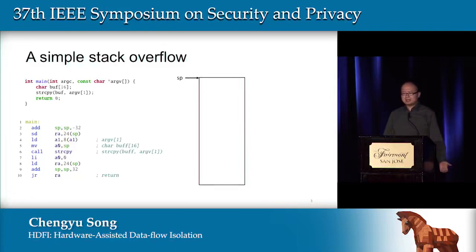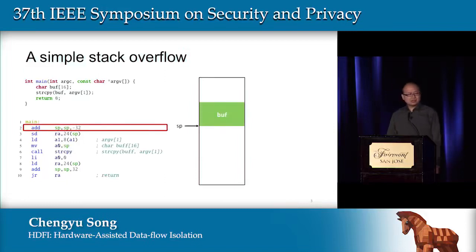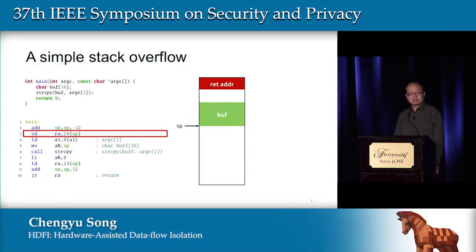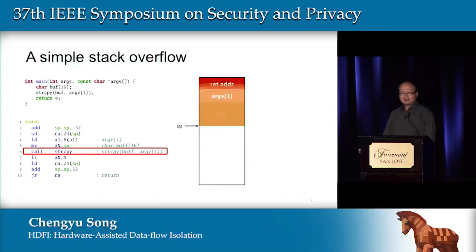As we can see, the program on the left side has a buffer stack overflow vulnerability, and the corresponding assembly is at the bottom. So at line 2, we allocate a new buffer, and at line 3, we push the return address on the stack. At line 6, when we call the string copy, if the passed argument is large enough, we can overflow the buffer and compromise the return address.